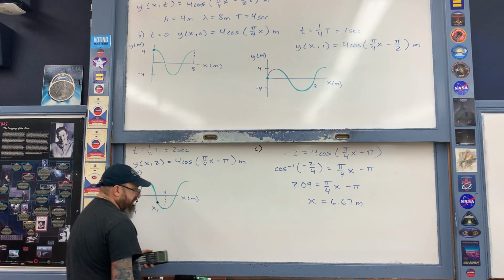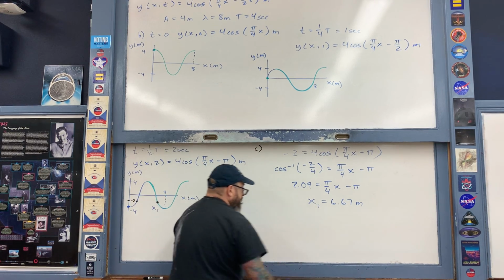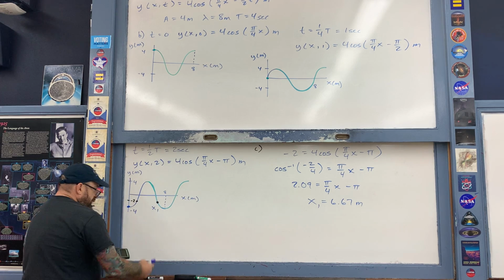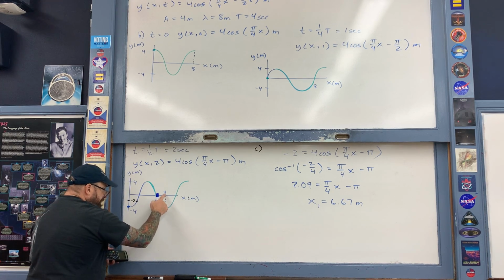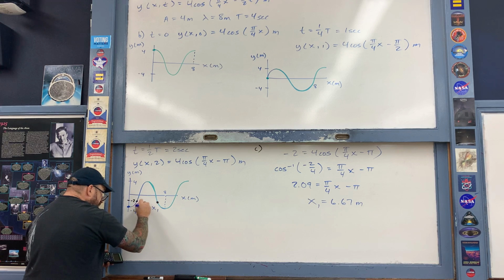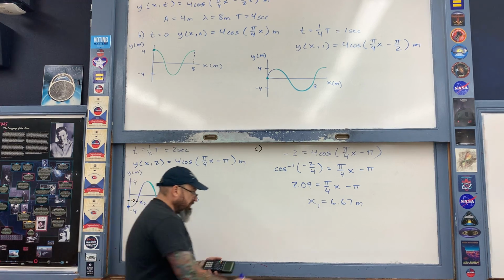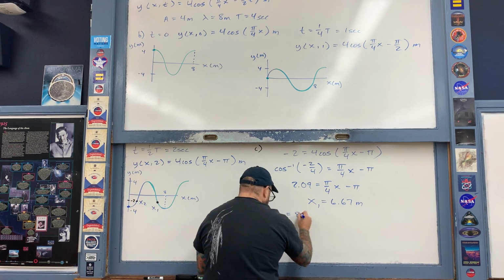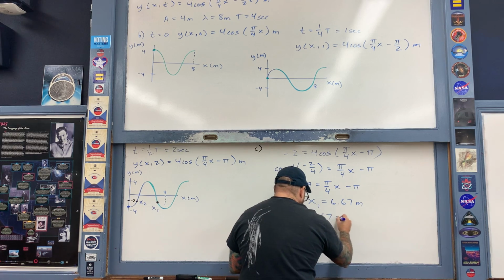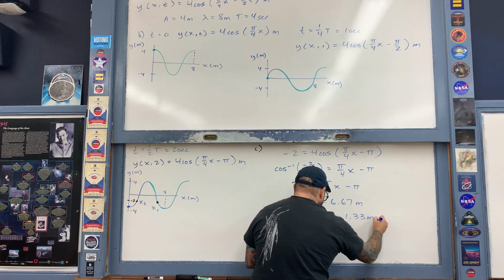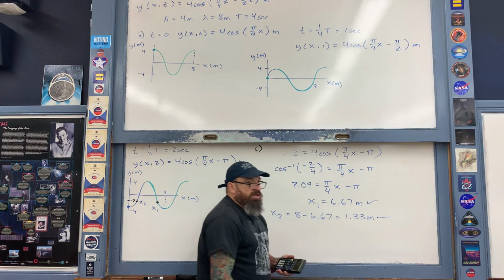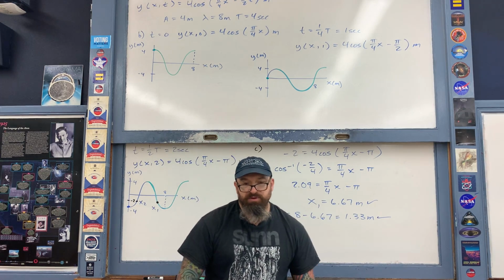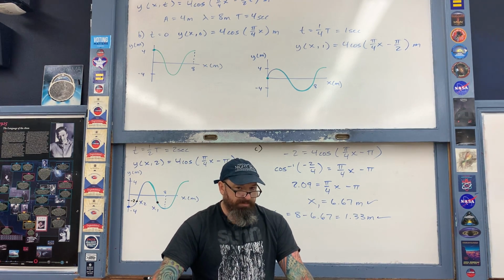Let's refer to this as x1. And then therefore, by symmetry, if I subtract the x1 from 8 meters, then I can pick up the second point here, x2. So x2 is going to be 8 minus 6.67, which is 1.33 meters, like so. And just calculating these values of x here within the first wavelength is perfectly fine.